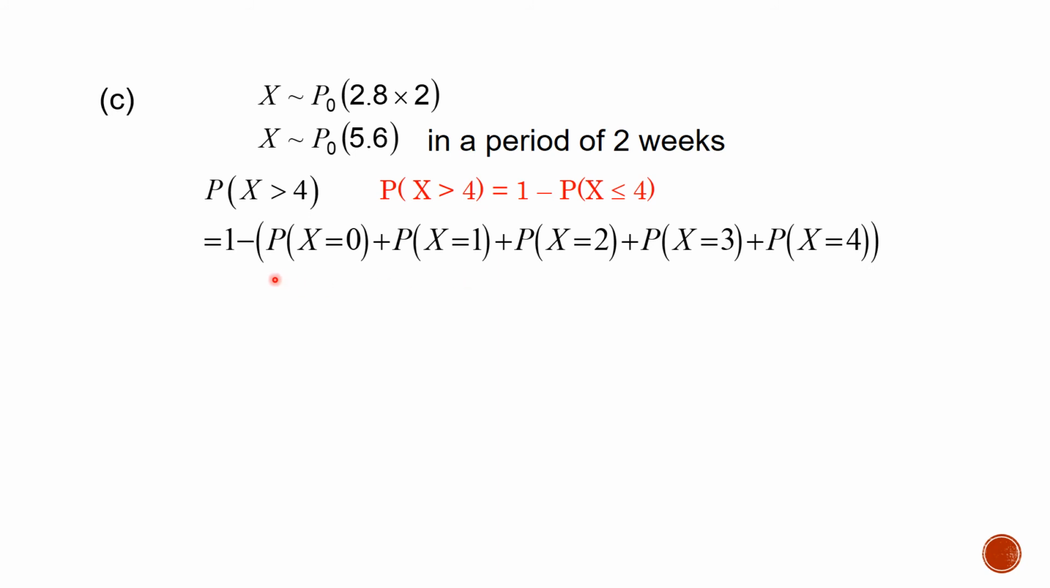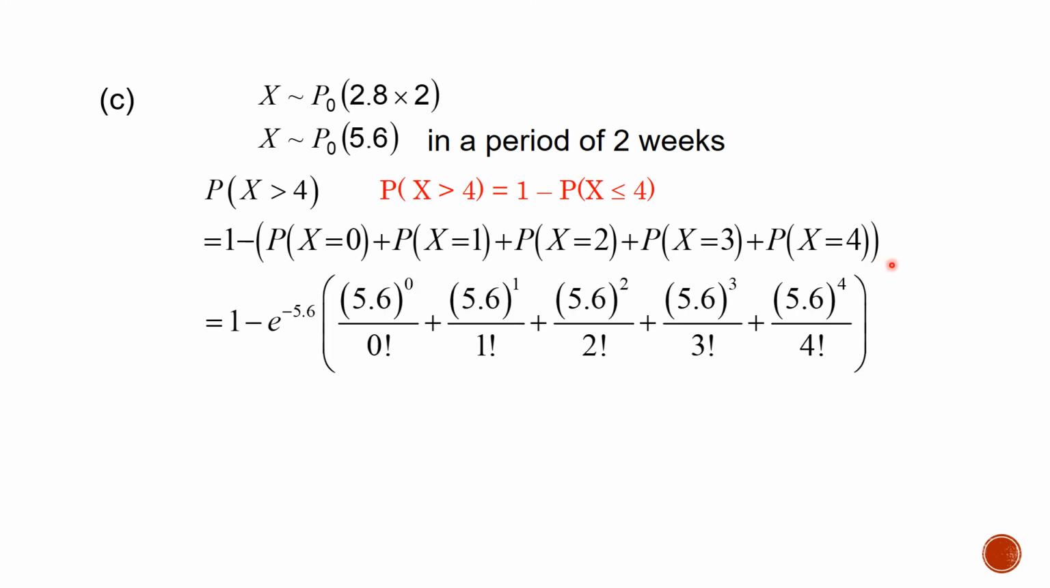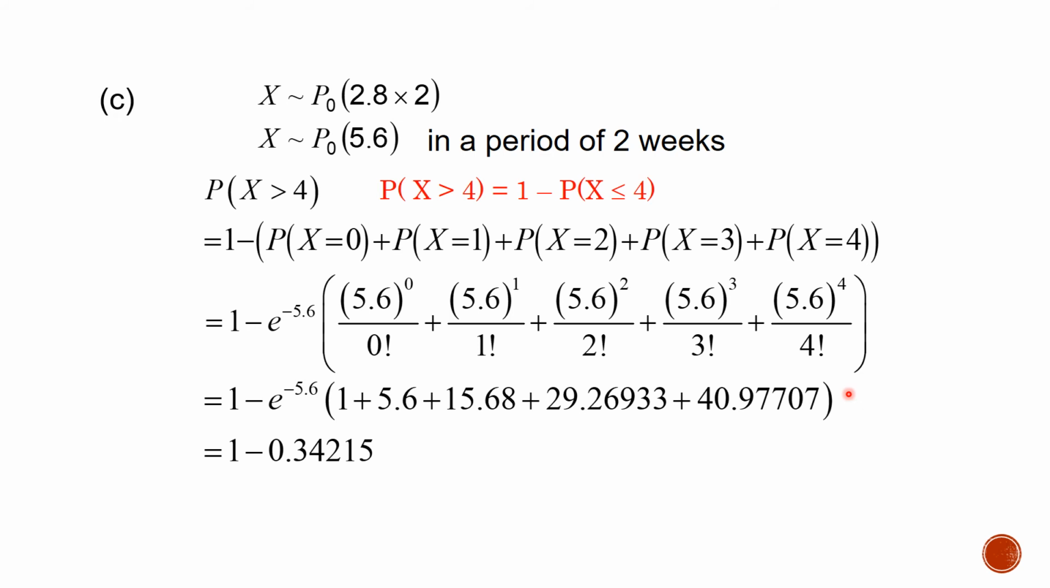Okay, substitute P(X less than or equal to 4), which is P(X equals 0), P(X equals 1), P(X equals 2), P(X equals 3), P(X equals 4). Okay, so you have this. Take out the common factor, which is e to the power of negative 5.6. So x equals 0, 1, 2, 3, 4. Solving, you have 0.6578 rounded off to 4 significant figures.